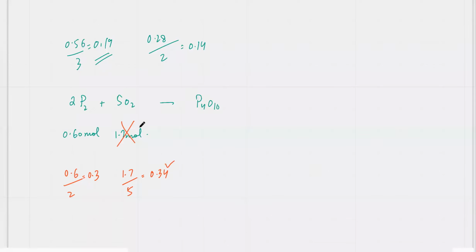Okay. And you can even confirm this. Find out the ratio 0.6 divided by 2 into 5. What do you get? That will give you 1.5 moles. That means for 0.6 moles, 0.6 divided by 2 is 0.3, 0.3 into 5, yes, 1.5. So you just needed 1.5 moles. You never needed 1.7. That's in excess.